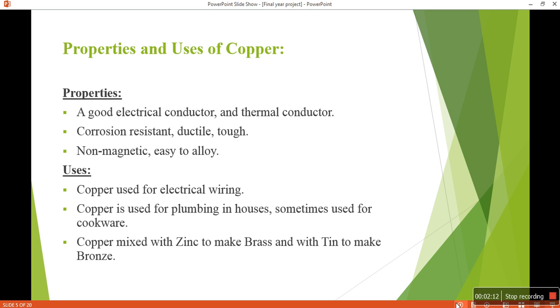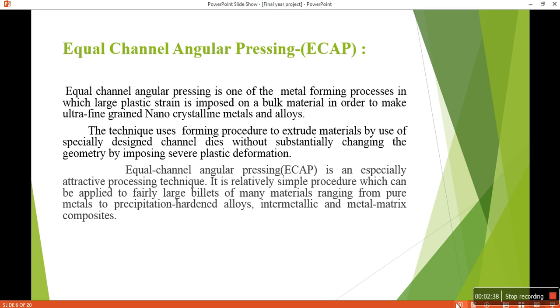Properties and uses of copper: a good electrical and thermal conductor, corrosion resistant, ductile, non-magnetic, and easy to alloy. Copper is used for electrical wiring, for plumbing in houses, and sometimes for cookware. Copper is mixed with zinc to make brass and with tin to make bronze.